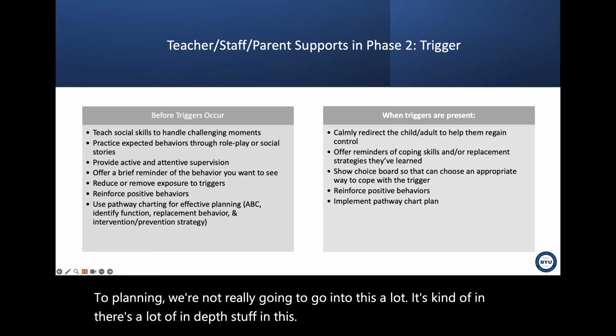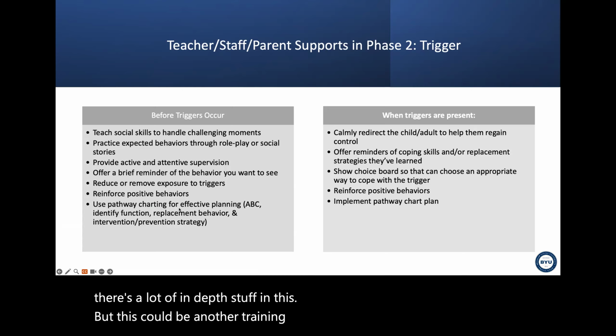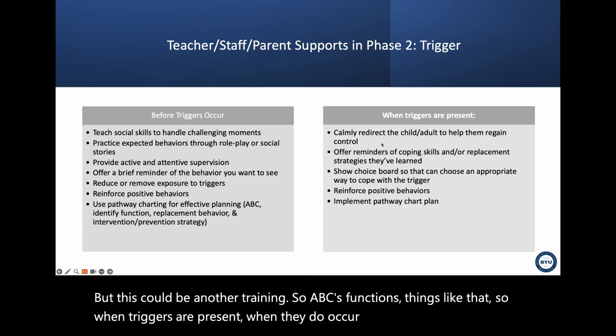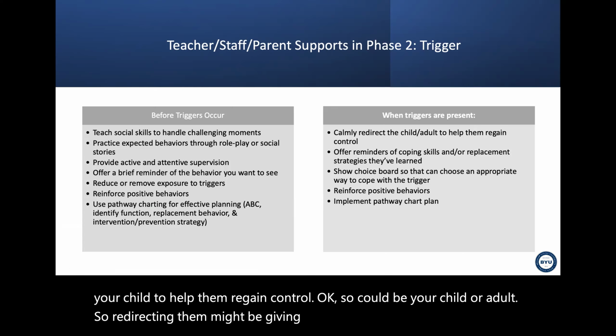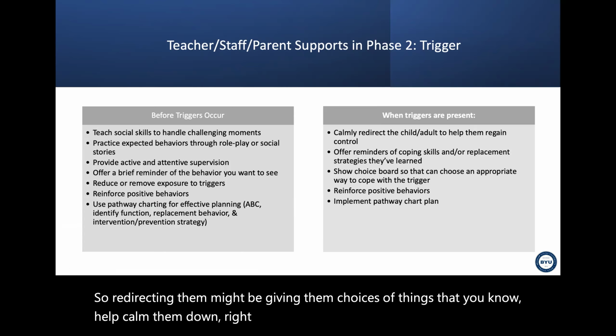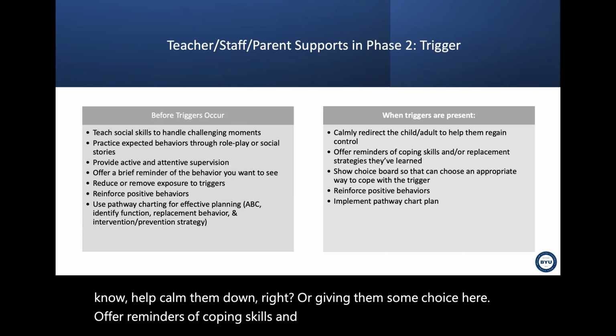But this could be another training. So ABCs, functions, things like that. When triggers are present, when they do occur, you want to calmly redirect your child to help them regain control. Okay. So it could be your child or adult. So redirecting them might be giving them choices of things that you know help calm them down, right? Or giving them some choice here. Offer reminders of coping skills and replacement strategies they've learned.